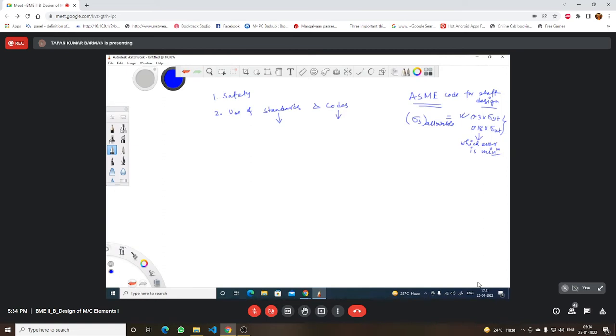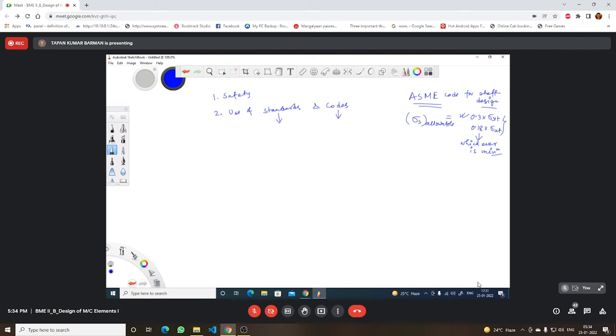What does it mean? Here you see, factor of safety is not required to calculate the allowable shear stress. In our earlier problems, we always used one factor of safety to calculate the allowable stress. But here, directly, we can calculate the allowable shear stress using ASME code. When we are using this ASME code, the safety concern is already there. Also, the efficiency of the product is ensured. Quality of the product is also ensured.